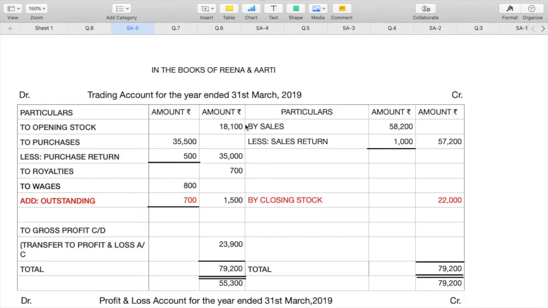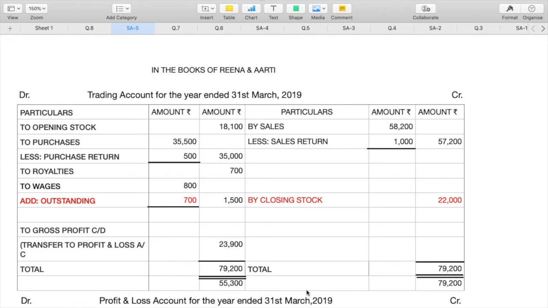This is the solution of your self-assignment question number 5. On the top you have to write in the books of Reena and Aarti. Trading account for the year ended 31st March 2019, at the corner DR and CR. You can see the trading account, right? All the adjustments are done of outstanding, closing stock, sales return and purchase return. So you will get the gross profit valued at rupees 23,900.